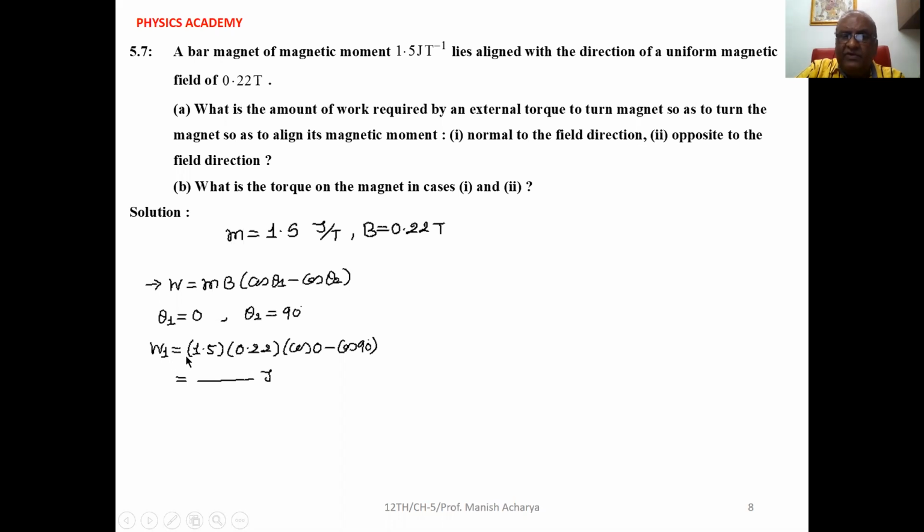So we can write W1, where M is 1.5, B is 0.22, cos theta 1 is cos 0, cos theta 2 is cos 90. Now solve this one, you will get the answer. Then the torque in that particular case, tau 1 is equal to mB sine theta 2. So m is 1.5, B is 0.22, sine theta is sine 90. Again solve this one, you will get the answer. Clear?